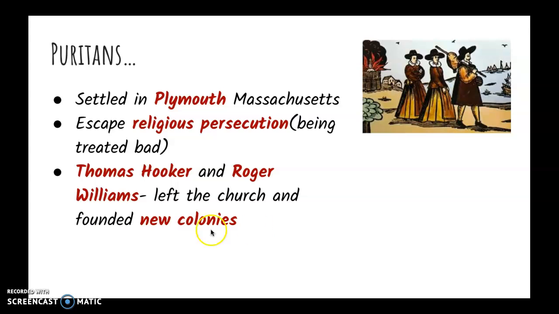I'll move on. Two important people you need to know. Thomas Hooker and Roger Williams were Puritans that broke away from the Puritan Church in Massachusetts because they disagreed with a lot of what they were doing, persecuting others and not allowing voting rights and things like that. These two guys, you need to know, they left the church and founded two new colonies. Thomas Hooker actually founded Connecticut.